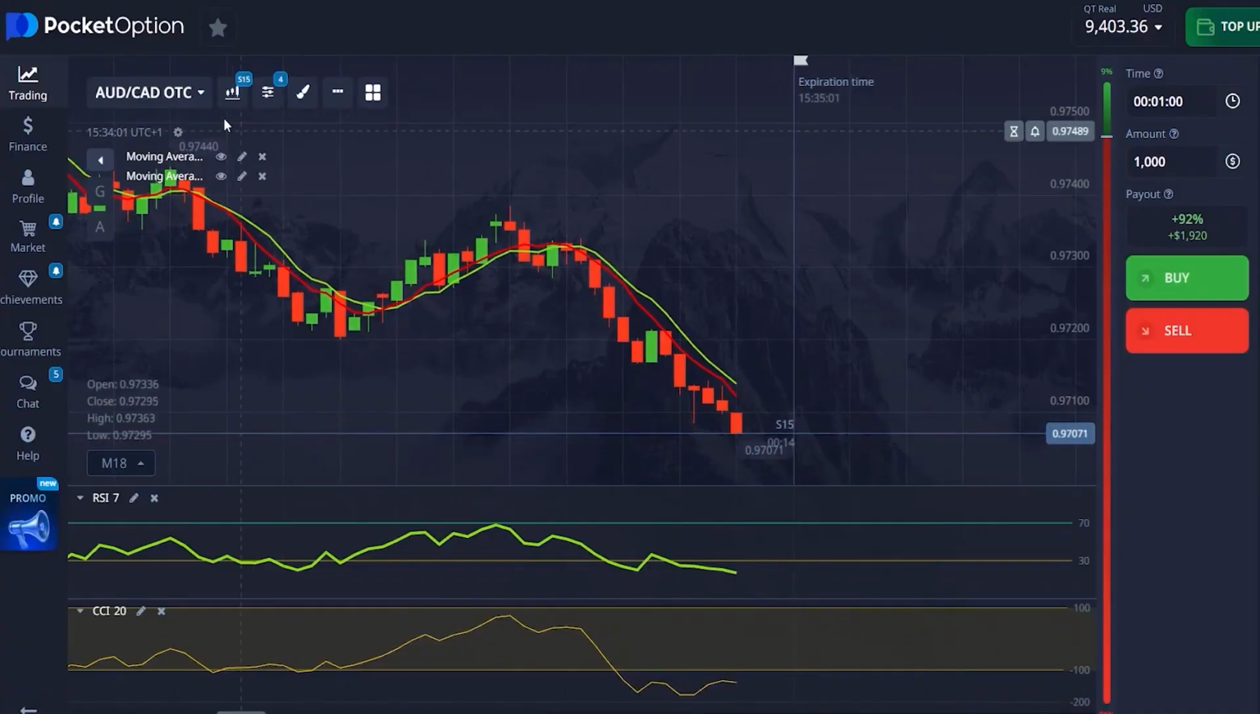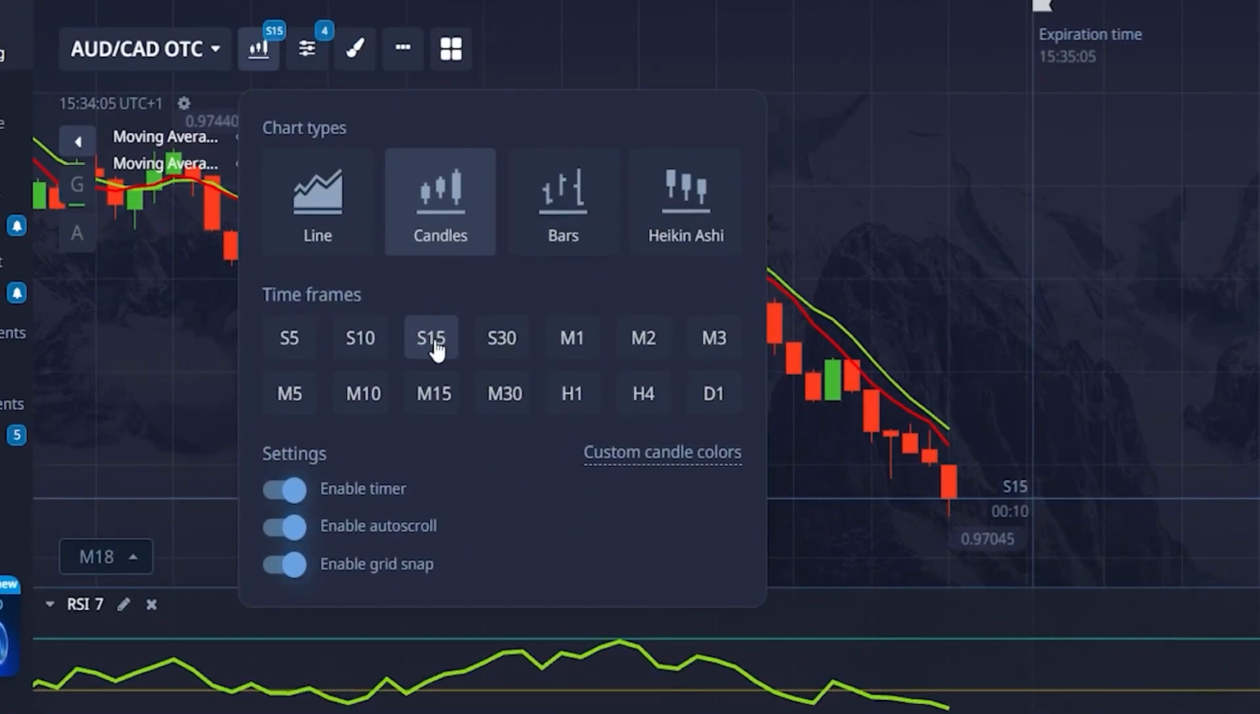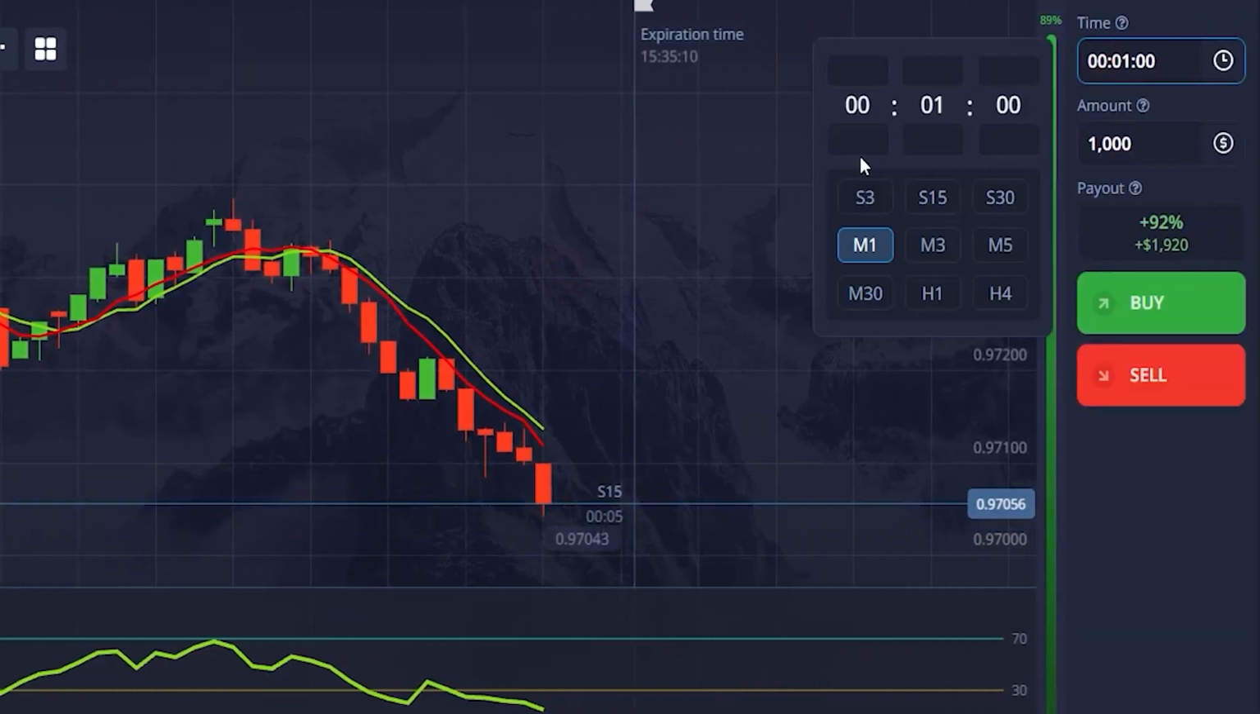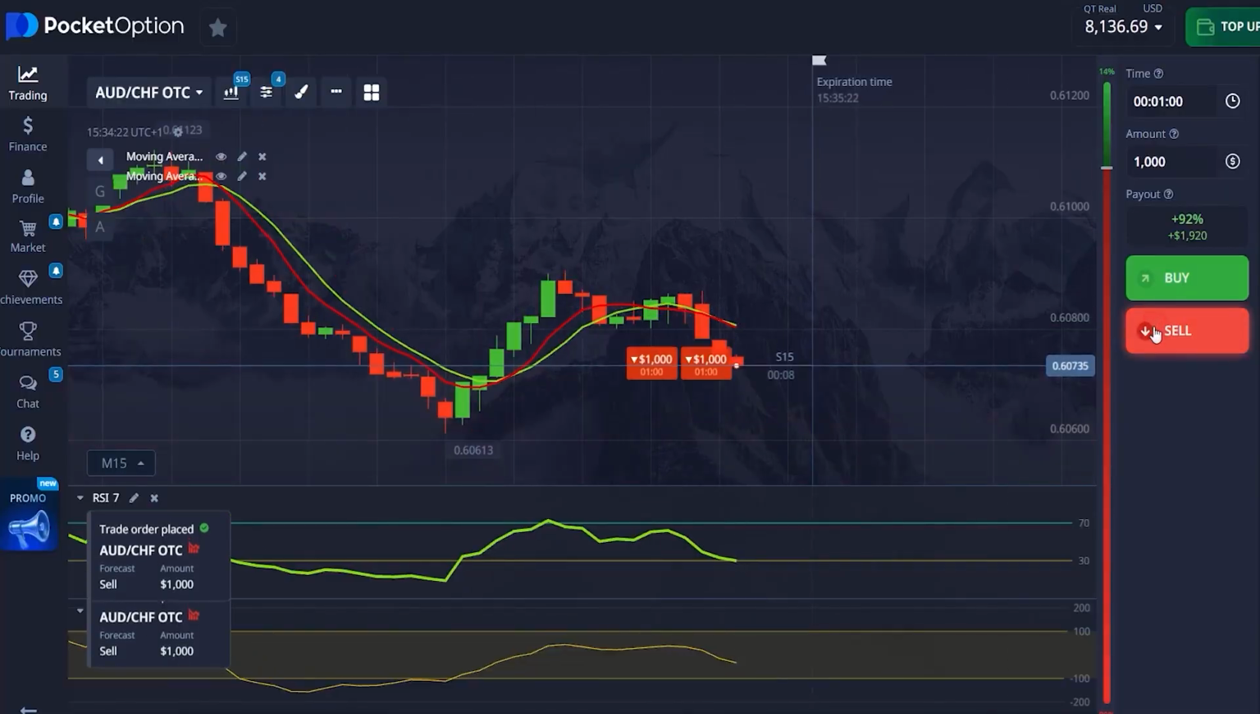So with this strategy, I'm going to be using the normal Japanese candlestick. I'll set it to be on 15 seconds candle time frame. Then I'll be using the expiration time of 1 minute. So right here, I found an opportunity for a down position.